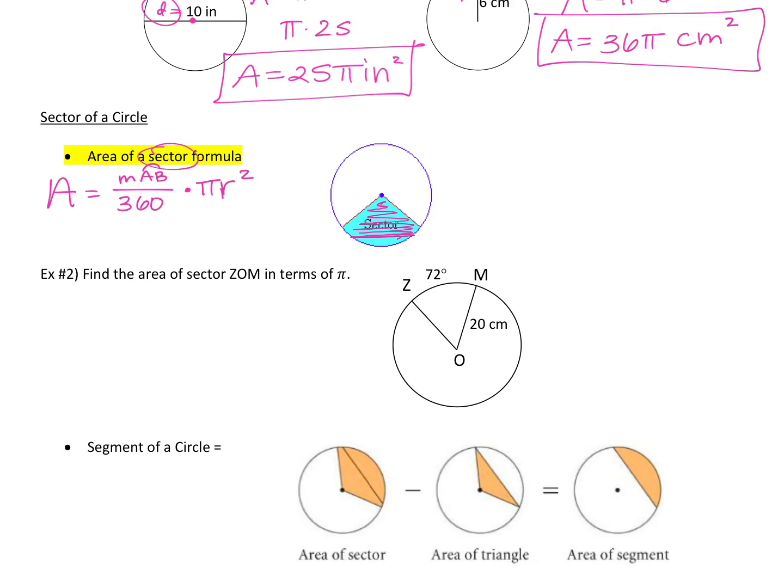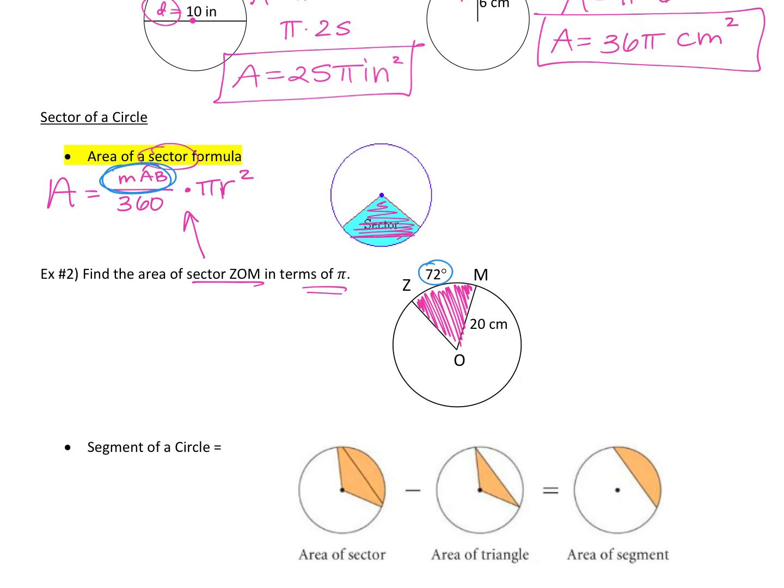Okay, so this first problem here says find the area of sector ZOM. When it says ZOM, it's saying basically think of angle ZOM and shade that whole angle in. Okay, so sector ZOM is this sector. Okay, if we're going to find the area of that sector in terms of pi, we're just going to plug into this formula. So tell me what goes here, the measure of the arc.